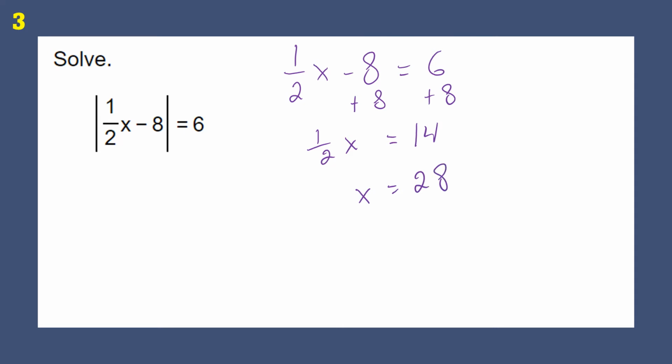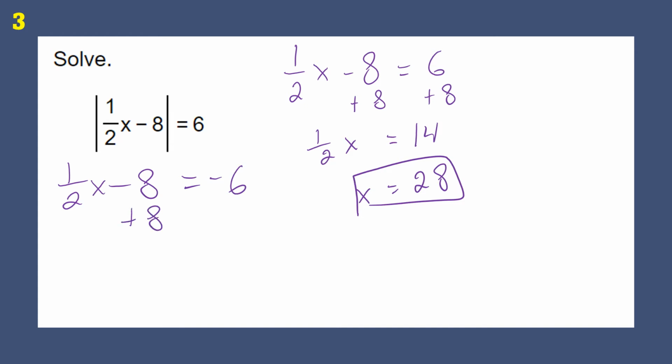But there's one other possibility. Since no matter what I put in there, whether it's positive or negative, it's going to end up being positive, I have another possibility for what 1/2 x minus 8 could equal. It might equal 6, or the other option, it could equal negative 6. Now we solve that equation in the same way. We add 8, and that gives me 2. So we have 1/2 x equals 2. Multiply both sides by 2, and I get x equals 4.